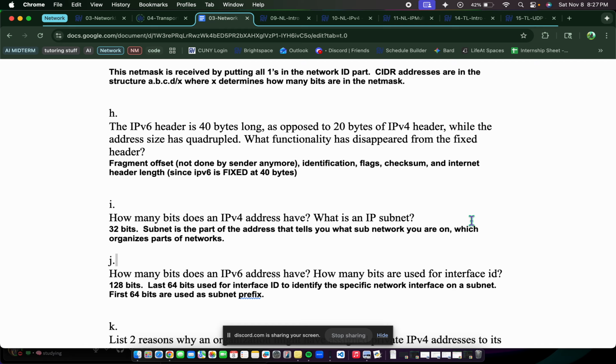I know in class we went over, oh, the CS department has its own subnet. The biology department has its own subnet. Because you wouldn't want to have every single department at QC having the same subnet. That would be extremely disorganized.